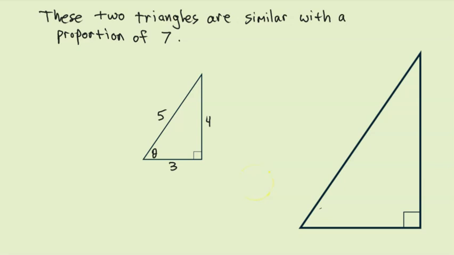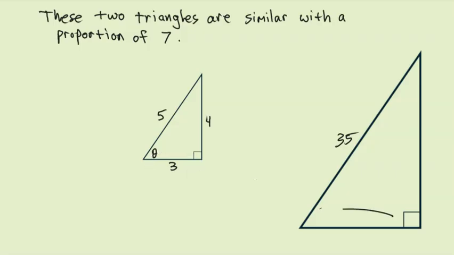All right, suppose we have two right triangles that are similar to each other, okay? And the proportion of these two triangles is 7, okay? This particular right triangle has legs that measure 3 and 4, and if you use the Pythagorean theorem, that gives us a hypotenuse that's equal to 5. Well, if the proportion is 7, then the hypotenuse of this larger one is going to be 7 times 5, which is 35.